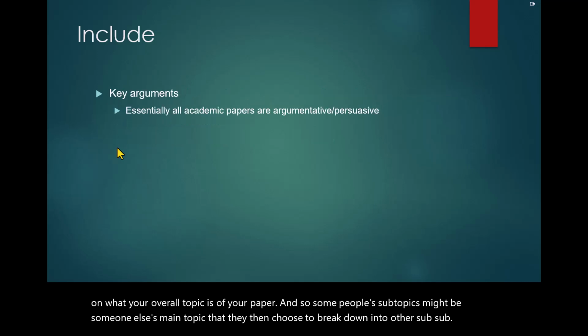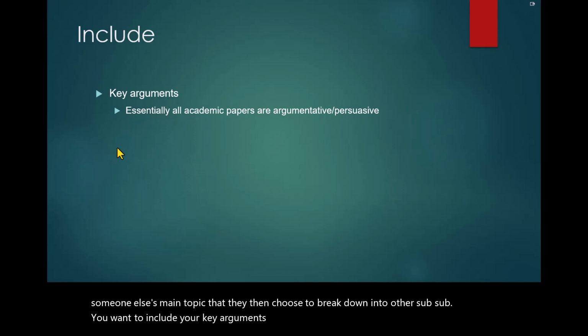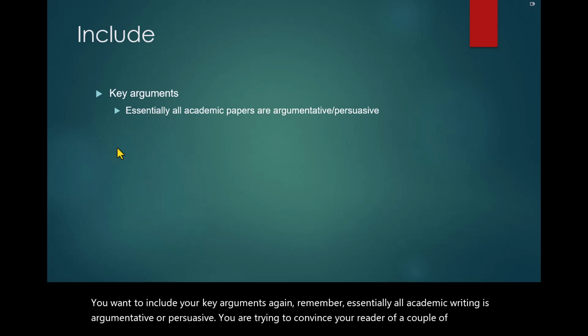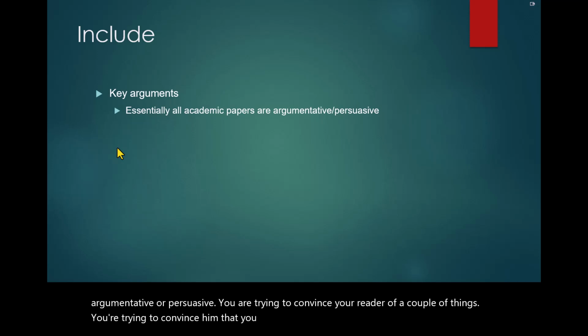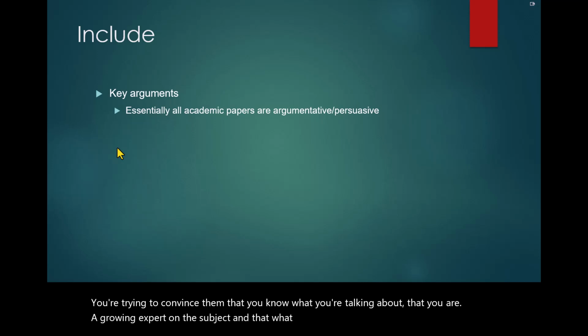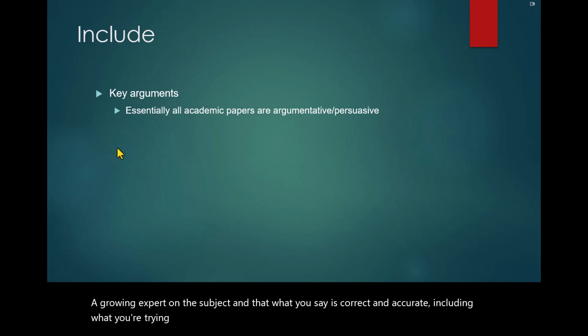You want to include your key arguments. Again, remember, essentially all academic writing is argumentative or persuasive. You are trying to convince your reader of a couple of things. You're trying to convince them that you know what you're talking about, that you are a growing expert on the subject, and that what you say is correct and accurate, including what you're trying to convince them of.